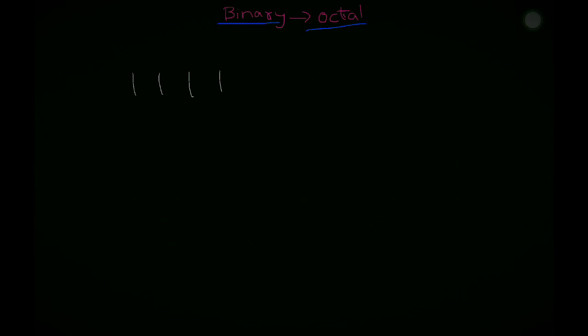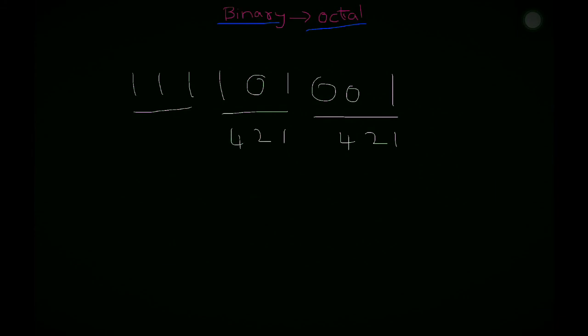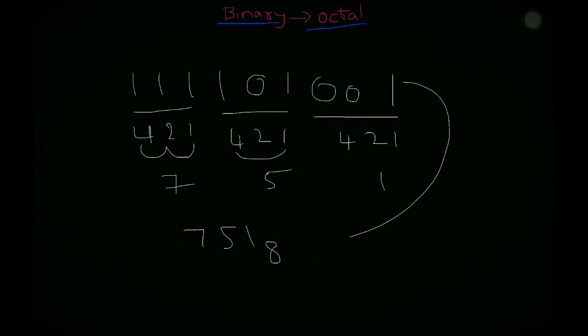1, 1, 1, 1, 0, 1, 0, 0, 1. I want to divide it into 3. Here 1, 2, 4, 1, 2, 4, 1, 2, 4. Here 1, here 4 plus 1, 5, here 4 plus 2 plus 1, 7. 751 to the base 8. This is how to convert from binary to octal.